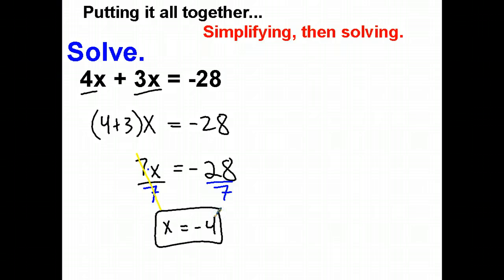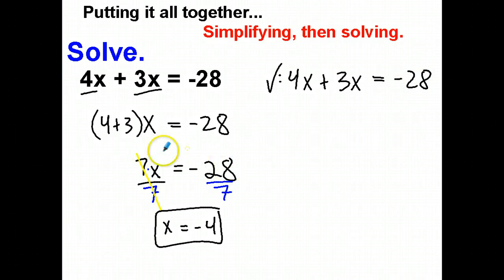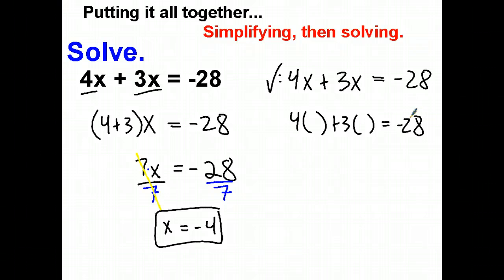Now, before I can go on to any other problems, it's important we go back and check. And this is where I keep emphasizing to you, it's really important you rewrite the original problem exactly how you started. It's common that some people want to jump down here and they want to rewrite something involving 7x equaling negative 28, but we need to remember our original problem was 4x plus 3x equaled negative 28. So now we take our solution, which we got was negative 4.